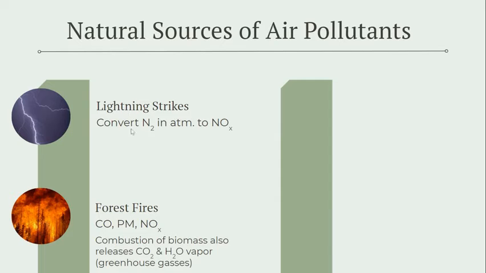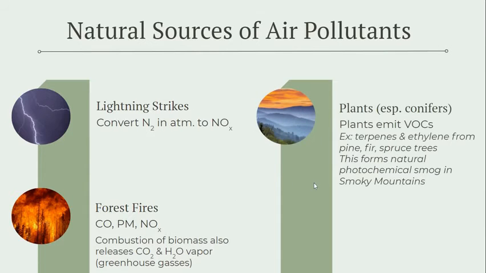Lightning strikes actually convert atmospheric nitrogen to nitric oxides as well. Forest fires, I mean, that's just plain combustion right there. So carbon monoxide, particulate matter from the ash and soot, and smoke, and nitric oxides as well. Remember, any combustion process will turn nitrogen into nitric oxides, NO or NO2. Combustion of biomass will also release carbon dioxide, of course, and water vapor, which is a greenhouse gas, but we don't worry about it because it cycles out of the atmosphere quickly enough.